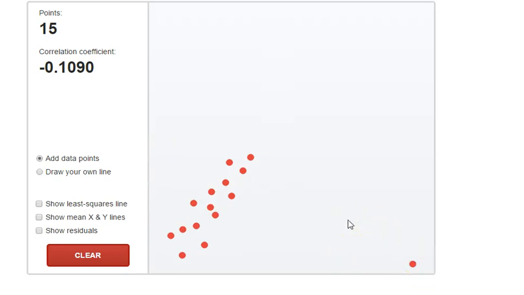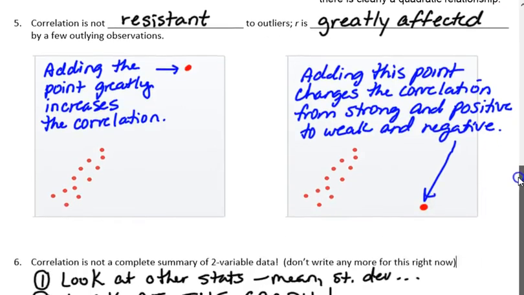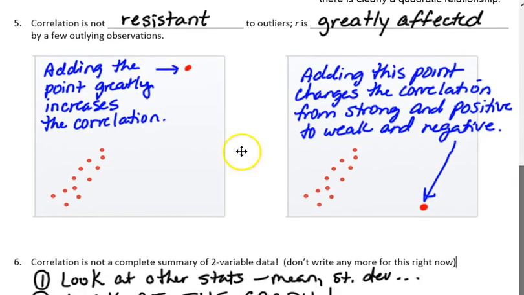So if we look at the bottom here of our notes, correlation is not resistant to outliers. It is greatly affected by a few outlying observations. So here are the two that we did. This point greatly increases the correlation, but adding this point changes the correlation from strong and positive to weak and negative.